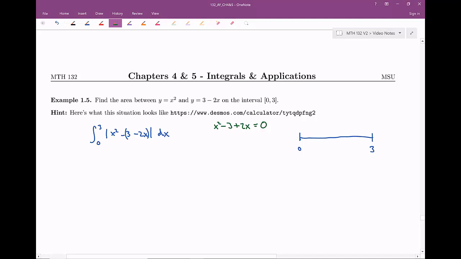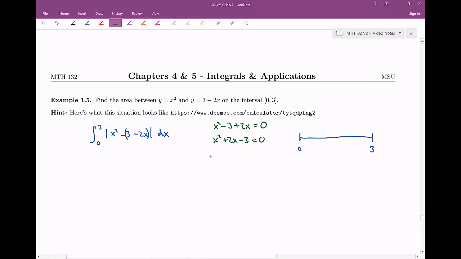are we plugging in a positive number or a negative number into this absolute value? Because then the absolute value behaves very differently if you're plugging in a positive versus if you're plugging in a negative. So again, I'm going to first figure out when am I plugging in 0. So looking at this, maybe I'll go ahead and rearrange here. So x squared plus 2x minus 3 is equal to 0.